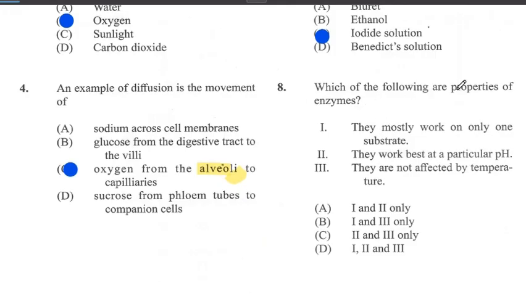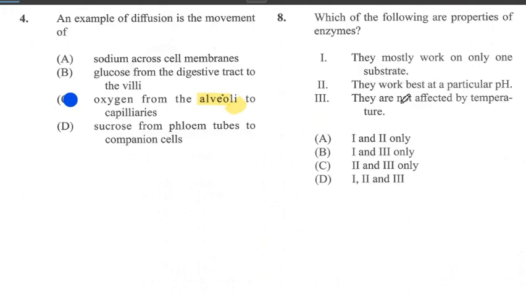Question eight, which of the following are properties of enzymes? They mostly work on only one substrate. Yes. They work best at a particular pH. Yes. They are not affected by temperature. No. So the answer for this is I and II. That would be it, A.